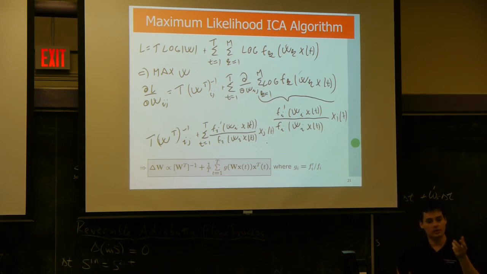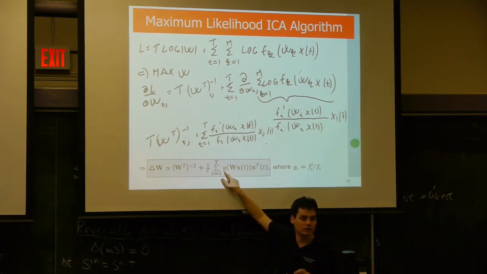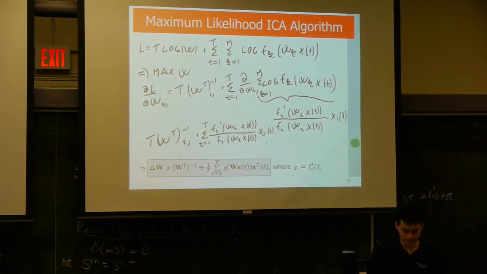Right, so if we assume that we know the densities of the sources, they are known. But you are right, in practice, we don't do that. We don't know that. And the interesting thing is that many times, even if you don't know, you just guess something, this rule might still work. So that's called the maximum likelihood ICA algorithm.